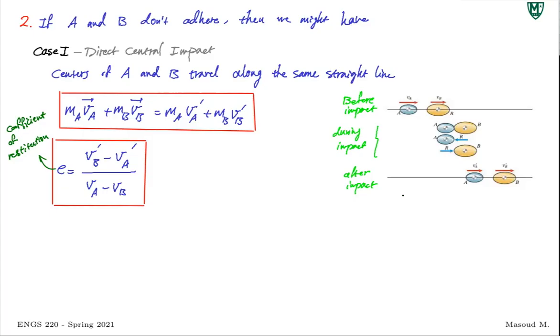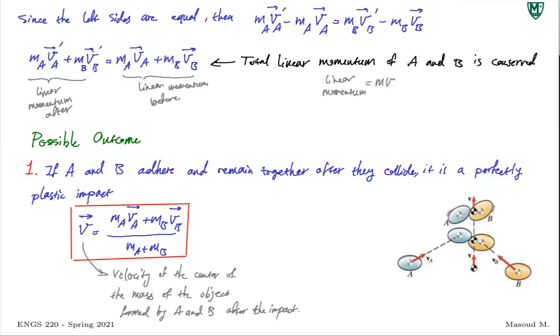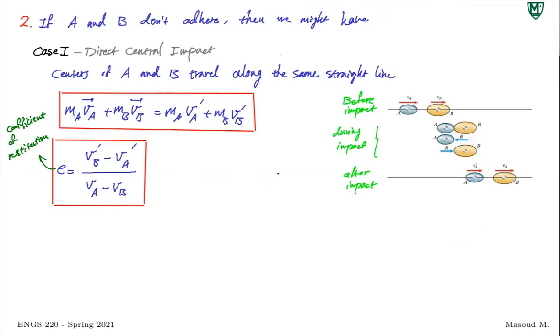So now you have two equations, two unknowns, so you can find velocities after the impact. And as a general note, I just want to add at the end that, as I mentioned, when the objects stick together, that's the kind of impact called a perfectly plastic impact. Now, this e is the parameter you can look at to figure out if it's perfectly plastic or not.